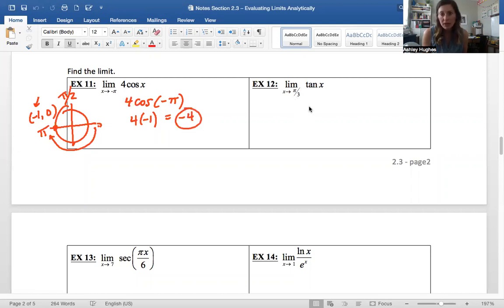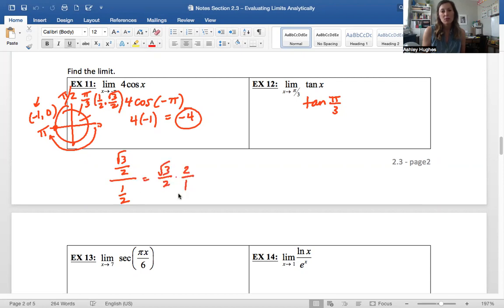This one, I'm going to plug in pi over 3. So we're evaluating tangent of pi over 3. Pi over 3 is right here on the unit circle. And its x coordinate is 1/2, and its y coordinate is root 3 over 2. And tangent is y over x. So that would be the square root of 3 over 2 times 2 over 1, because we're dividing by 1/2. And so we get the square root of 3.